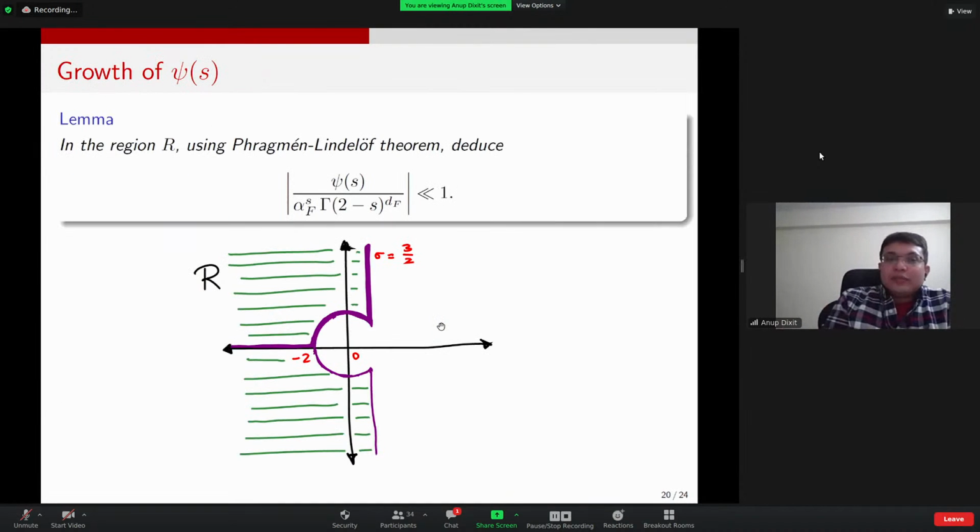So now one needs to do some careful bounding on the growth of this ψ(s). This essentially follows from using the Phragmén–Lindelöf theorem, not on strips but on arcs. So we would apply the Phragmén–Lindelöf theorem on this arc, and then on this arc. And finally, what we get is, in this particular region R, this ψ(s) divided by this particular term is bounded. Again, what we are using is the growth condition that we had for G(s).